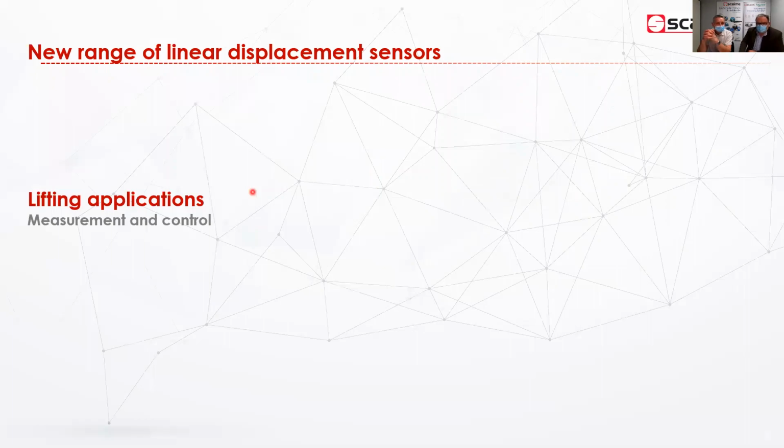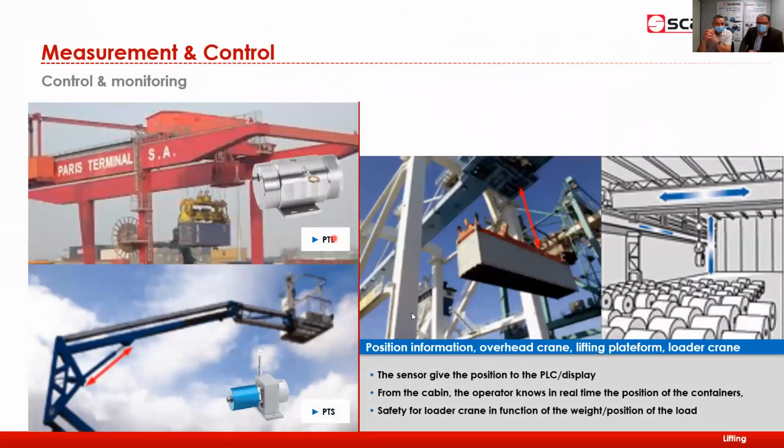Okay. What about lifting applications? For lifting, we have a lot of applications for overhead cranes, lifting platforms, or loader cranes. In the system, there is an operator when we move the container. He doesn't know exactly the position of the container. It could be dangerous. So with the sensor, we connect it, for example, like this to this part. He can know perfectly what the position of the container is to move it with more security.